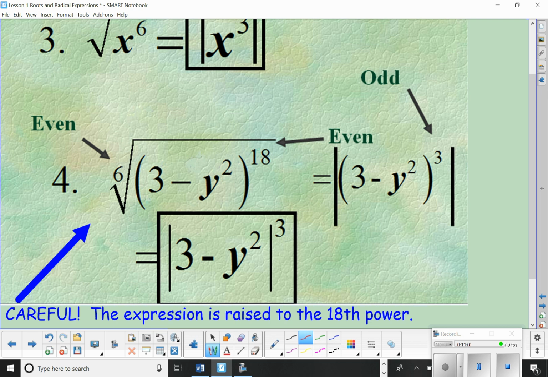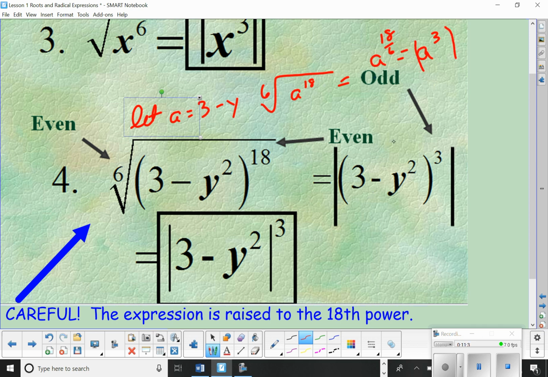Again, think about this as let a equal 3 minus y squared. Then I have the 6th root of a to the 18th. That means I have a to the 18 divided by 6, which is a cubed. Boom. Since it was even index, even inside, odd out, I need absolute values. What is a? A is 3 minus y squared, and then I have the cubed. Okay, careful, the expression is raised to the 18th power. Remember, when you've got the radical, you can't split up adding and subtracting.